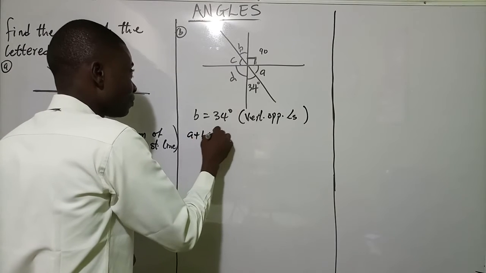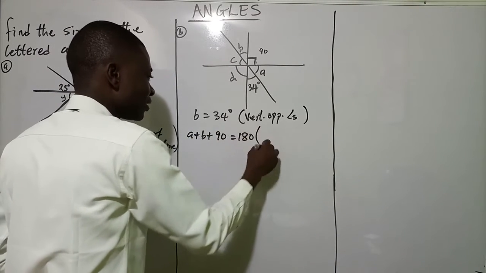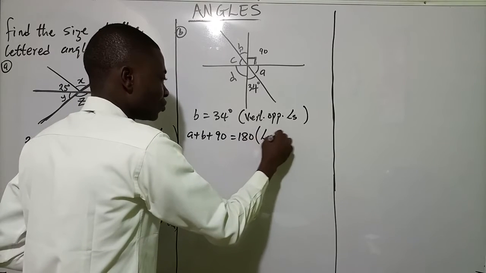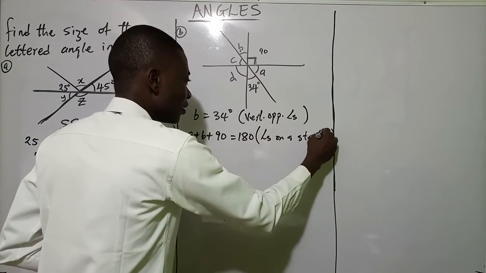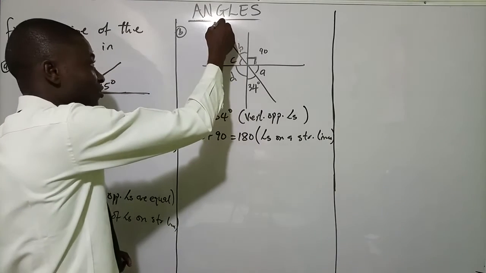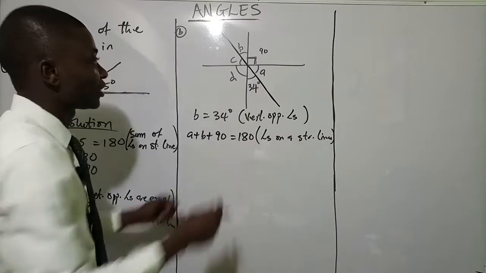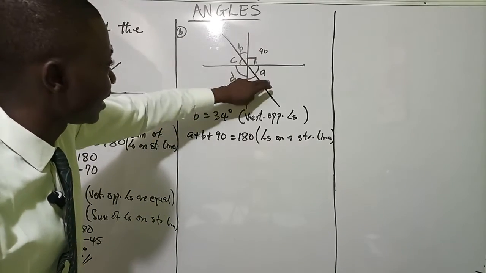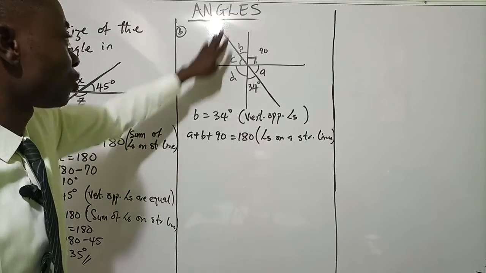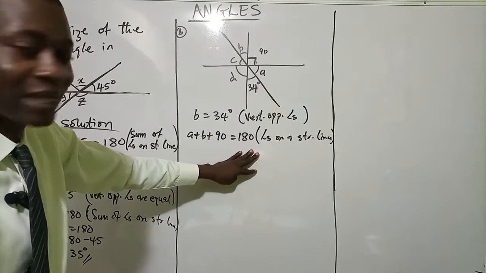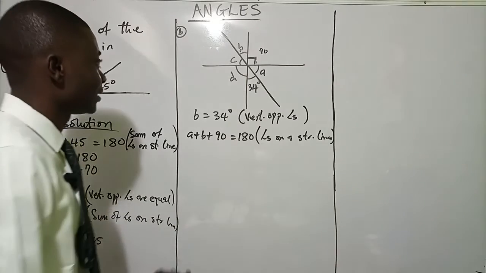Now if I know B, I can easily get the value of A. A plus B plus 90 is equal to what? 180. What is the reason? Angles on a straight line. This is a straight line. B, 90, and A, they are all lying on this straight line. And we know from one of our laws that the sum of angles on a straight line is equal to 180 degrees. So that means that A plus B plus 90 is equal to 180 degrees.